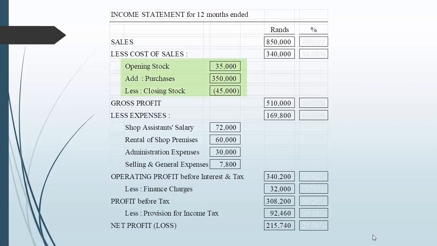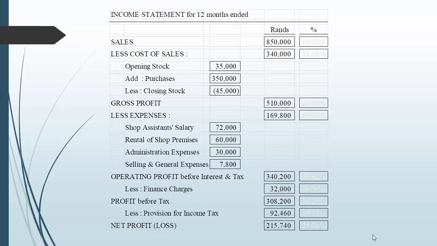And as you can see, we take the amounts on the left over here and we add them up to the cost of sales, and then you take your 850 minus the 340 gives you 510. That's your gross profit, less your expenses of 169, which is made up of all those numbers underneath it. And if you work down, 510 minus 169 gives you the 340, minus the 32 gives you the 308, minus the 92 gives you 215,740.